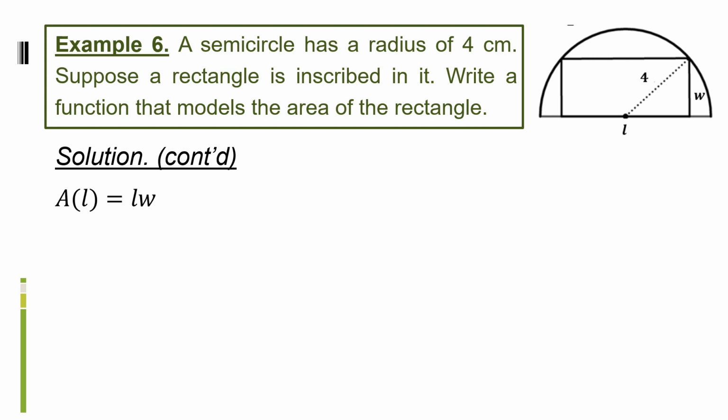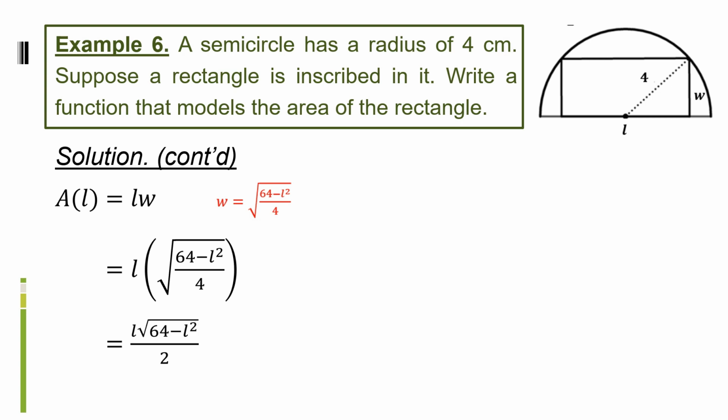The area now is equal to length times W. But W in terms of L is square root of 64 minus L squared over 4. So, area now is equal to L times the square root of 64 minus L squared over 4. Or that is, when we take out the 4, that is L times square root of 64 minus L squared over 2.